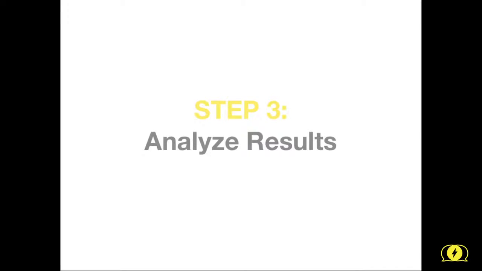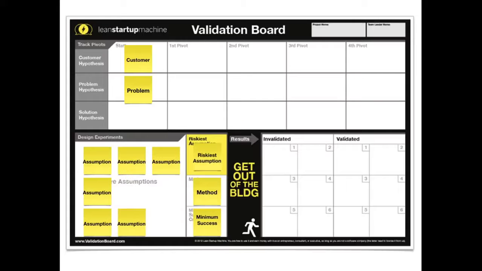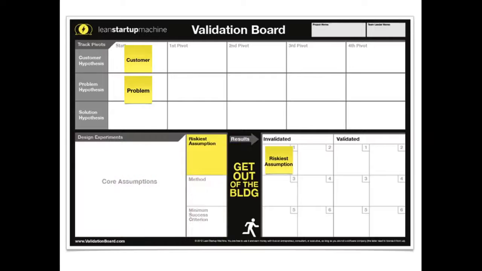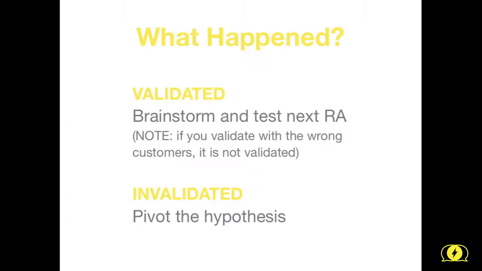Now that you've collected data from real customers, it's time to decide if you've met your minimum success criterion. If not, the hypothesis, the riskiest assumption, is invalidated, and it's time to figure out a pivot by pivoting one of your core hypotheses. If you've met it, it's validated, and then you're actually going to brainstorm the next riskiest assumption and do a test on that.